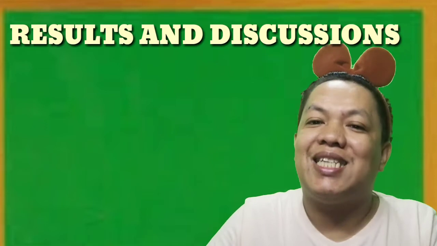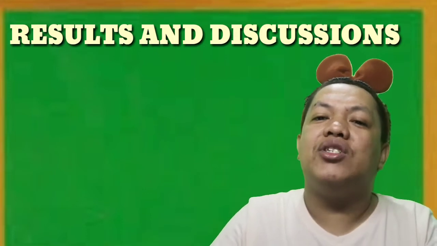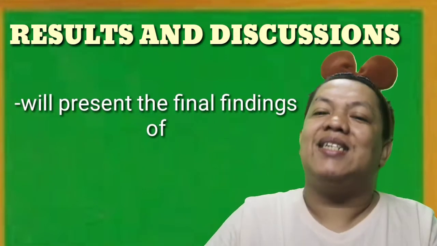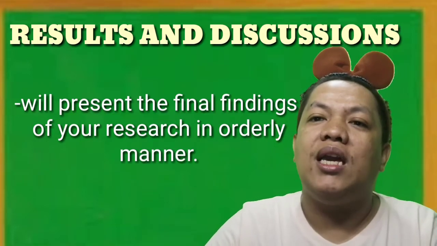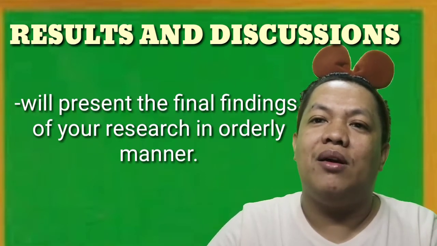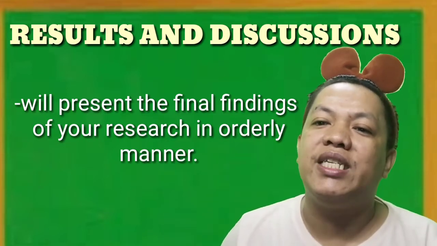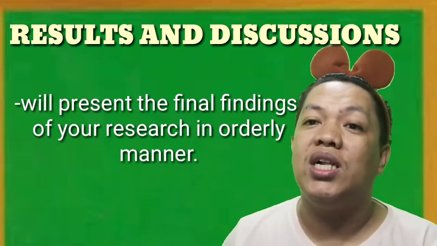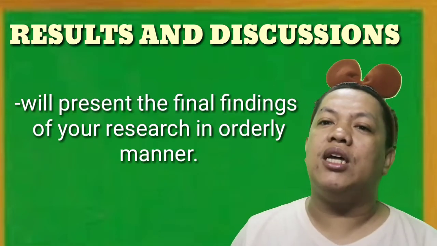Another major section of your research, which is a very important section of research writing, is the results and discussions section. Basically and obviously, the results and discussion section will present the final findings of your research in an orderly manner. Why should it be in an orderly manner? In objective 1, whatever is your objective 1, it should be the first findings or the first result that you will indicate in your results and discussions part. That's why it should be in an orderly manner.